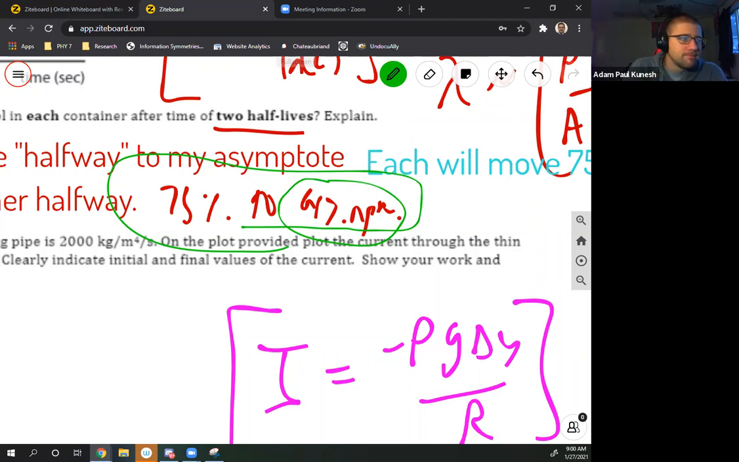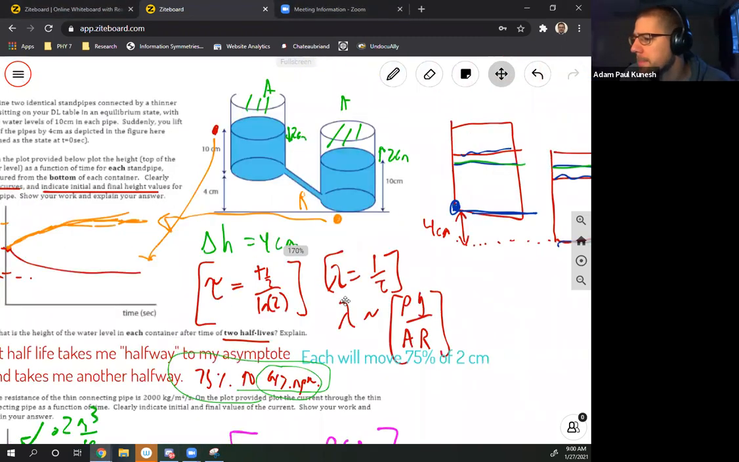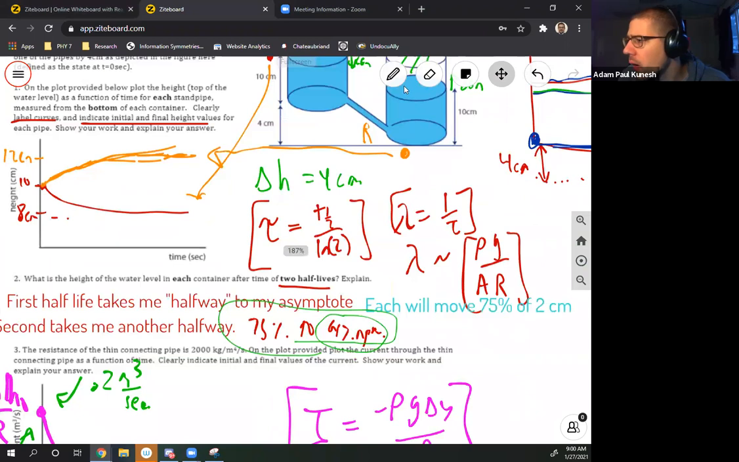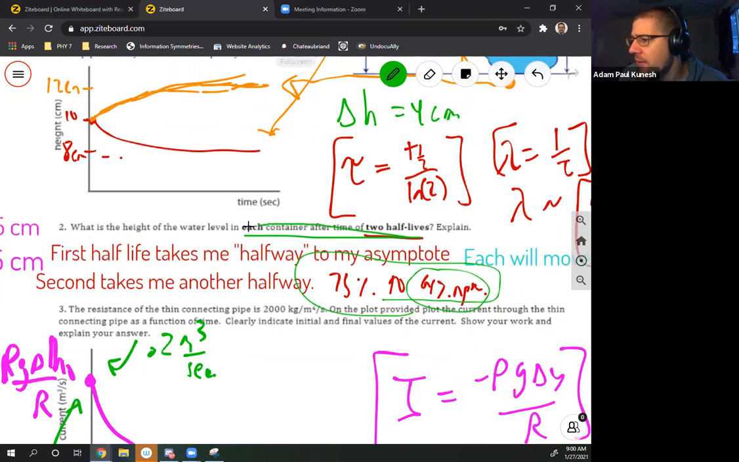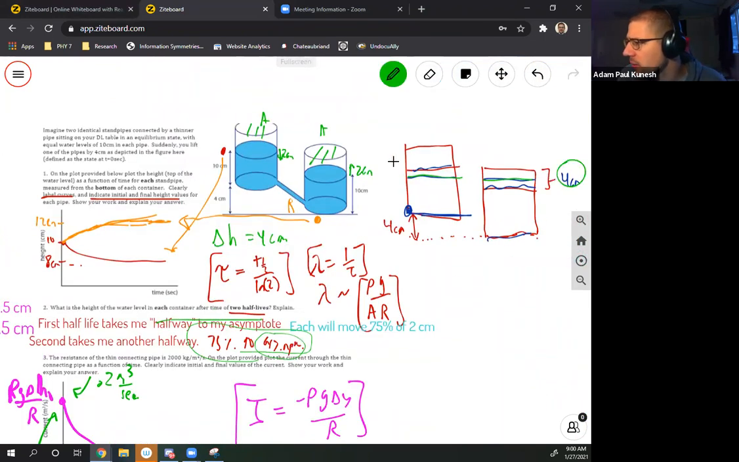I just had a quick question. Go for it. Could you explain how you got 8.5 and 11.5 again? Yeah, sure. So each half-life takes me halfway to my goal. Since each of the pipes is going to eventually move 2 centimeters, the upper pipe is going to move down 2 centimeters, the lower pipe is going to move up 2 centimeters, so that the water level can be the same across the 2 pipes relative to the ground.